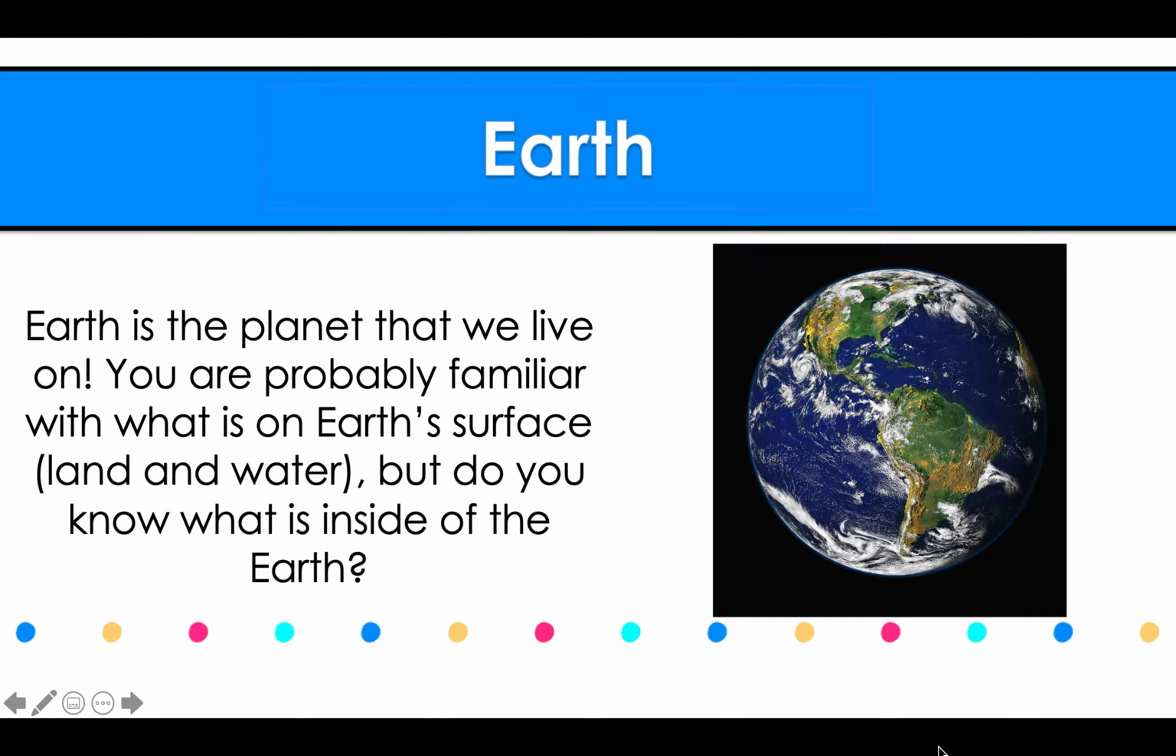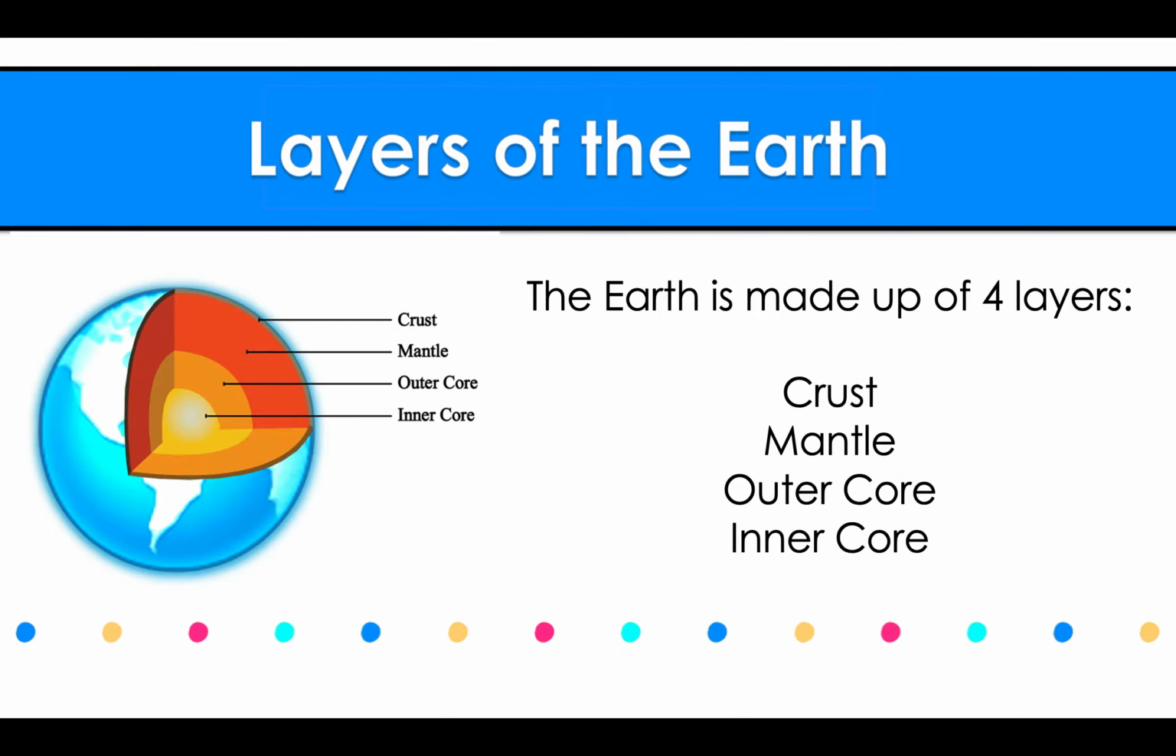So first, let's talk about Earth. Earth is the planet that we live on. So you're probably familiar with what's on Earth's surface, like the land here and the water. But do you know what's inside of the Earth? That's what we're going to learn about today. So the Earth is made up of 4 layers. We have the crust, mantle, outer core, and inner core. And this diagram over here shows us those different layers.